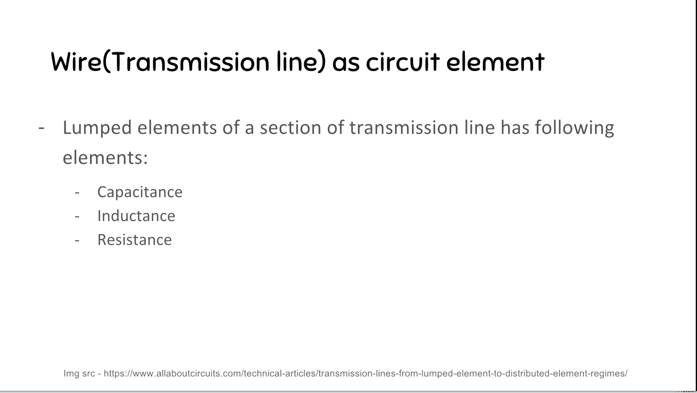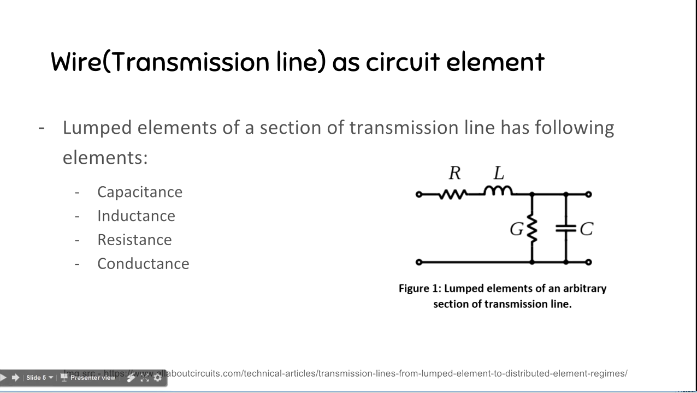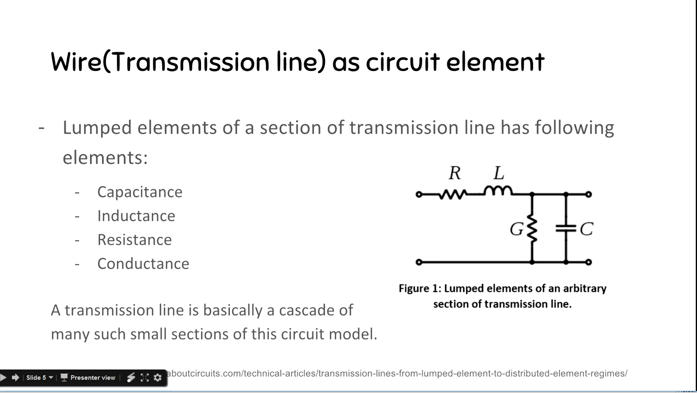Similarly, as the insulator between the conductors is not a perfect insulator, there is a finite conductivity between these two conductors at each section. So, the lumped element model of a section of transmission line looks something like this. A transmission line is basically a cascade of many such small sections of this circuit model.